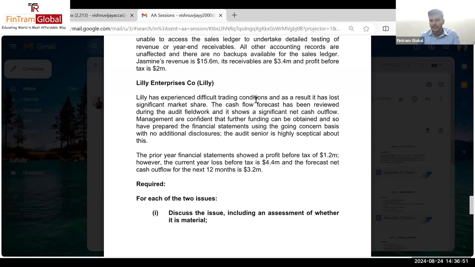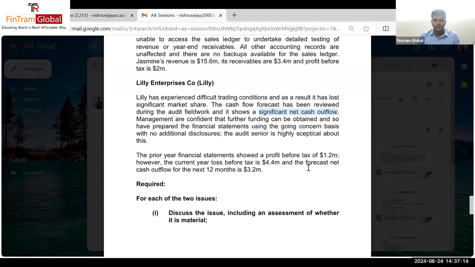Going concern issue, right? There's a going concern issue. Why? Because we're expecting a huge net cash outflow. Net cash outflow basically means that the cash outflow is more than the inflow, right? And of course, in the current year, there's also a loss as well, right? So considering all these aspects, there is a going concern issue, right?